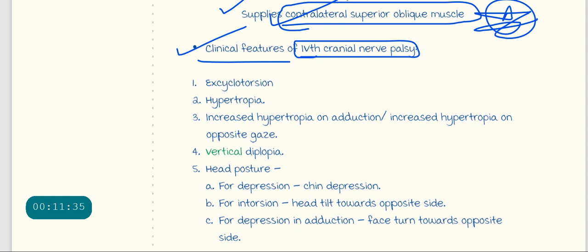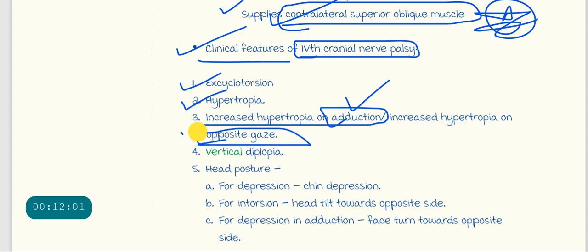These are cyclotorsion, hypertropia. There is an increased hypertropia on adduction. Remember, increased hypertropia on adduction is over here. There is an increased hypertropia on opposite gaze. And vertical diplopia is seen. There it was crossed diplopia, here it is vertical diplopia.